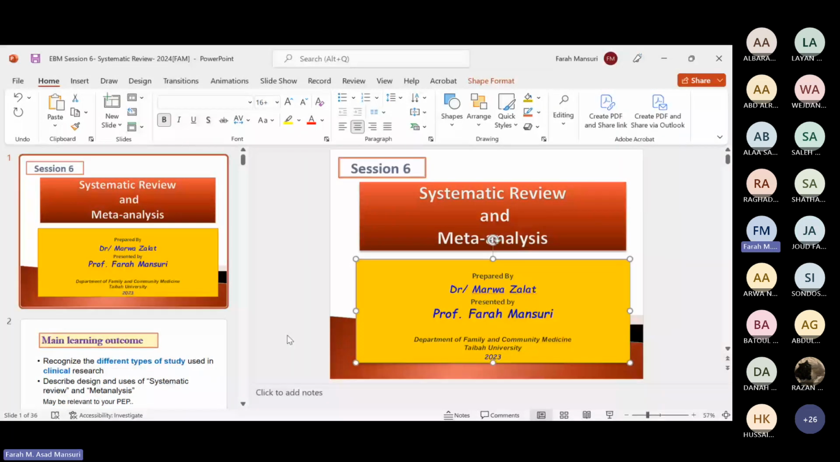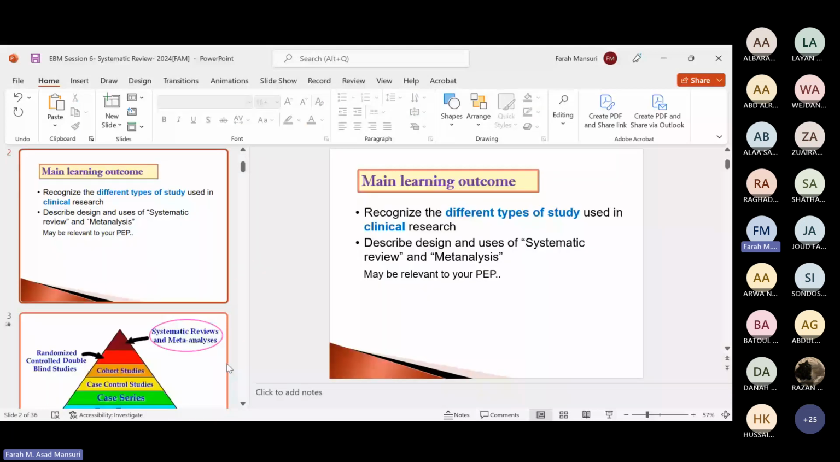So the learning outcomes for this session are that you should know the hierarchy of the types of studies used in clinical research, because there are different designs. So we'll see what is more important. And then we will specifically describe and learn about the design and uses of systematic reviews and meta-analyses.